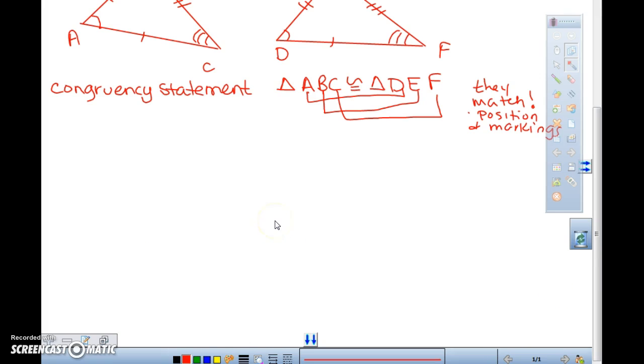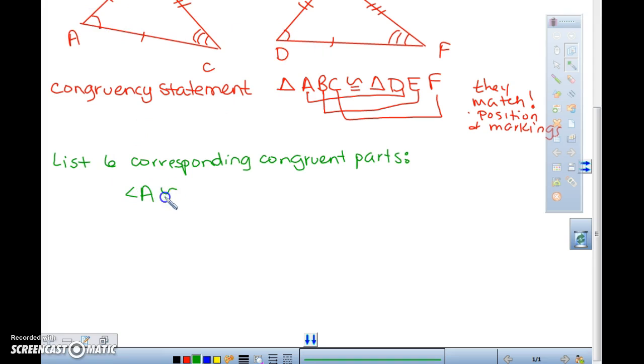Congruent to which angle, which side's congruent to which side. So to list the 6 corresponding congruent parts, you can either look at the picture, so like angle A and angle D, or you can look at the statement and look at the matching. A is in the first position and so is D. So they go together.